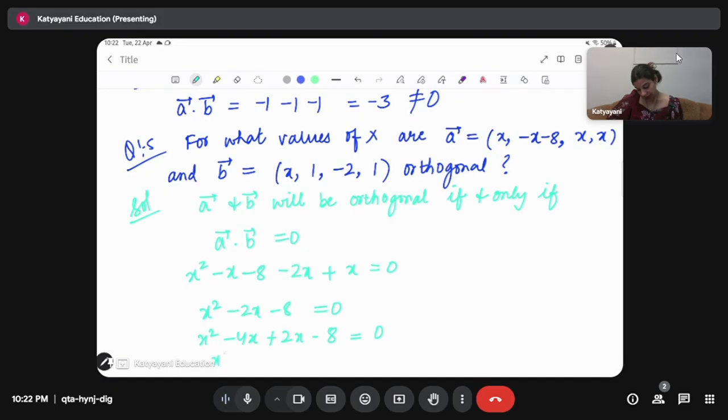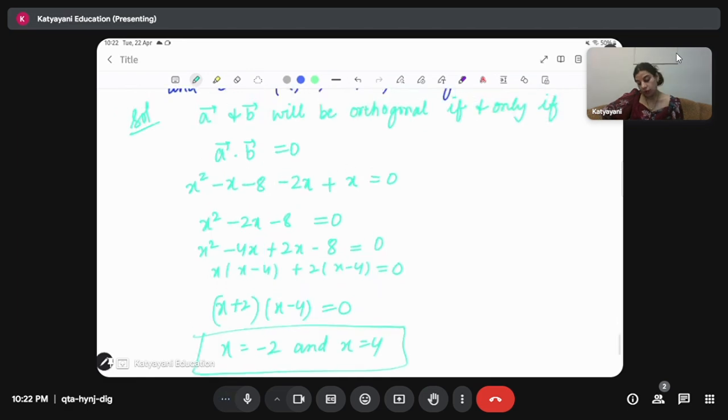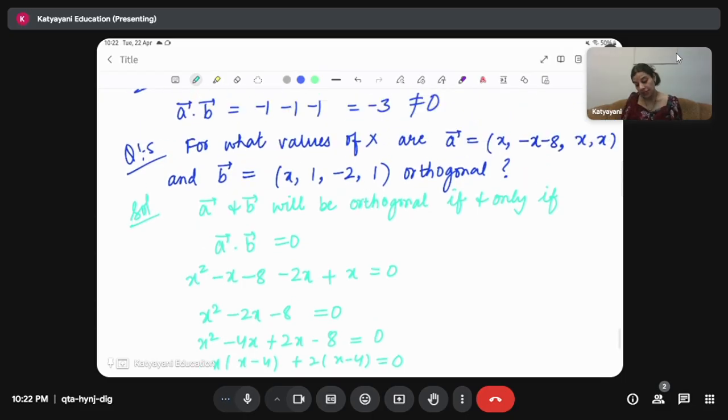So what do you get? x minus 4 plus 2, x minus 4 is equal to 0. So x plus 2 and x minus 4 is equal to 0, which implies x is equal to minus 2 and x is equal to 4. So these are the values of x for which the two vectors are orthogonal, right? So this is an easy concept, right? These are the types of questions that are asked from these topics, right?